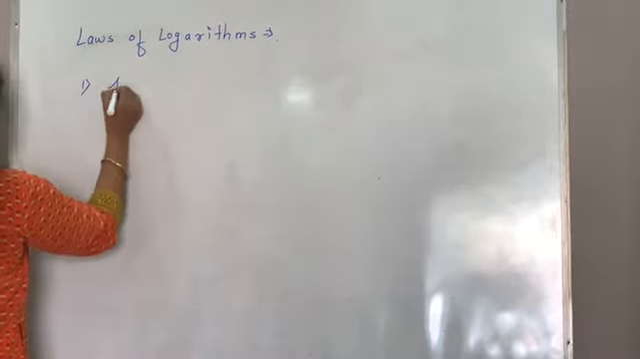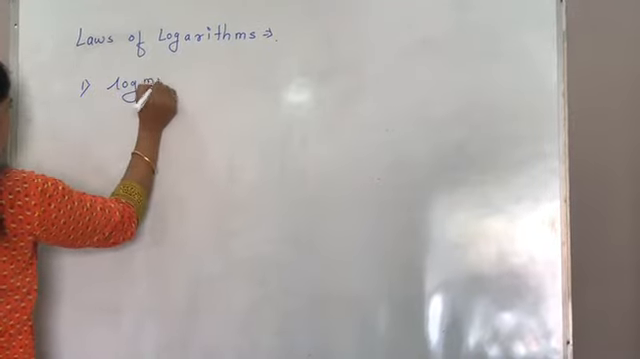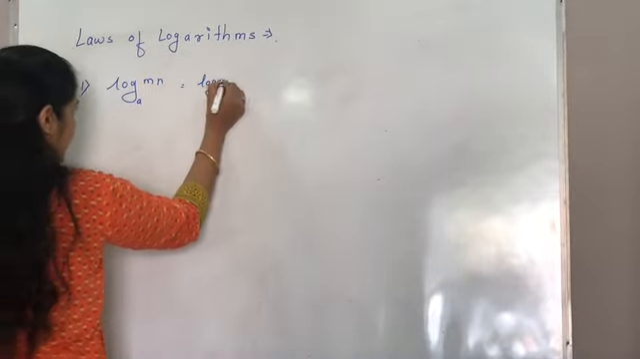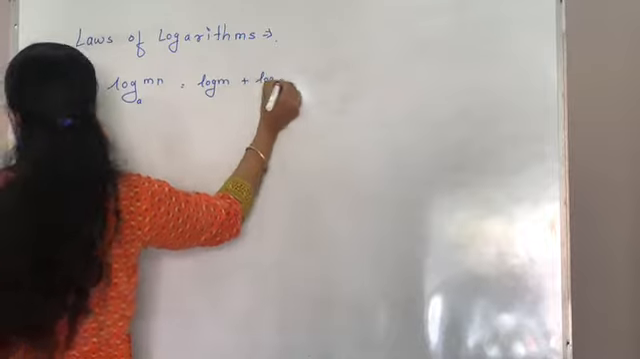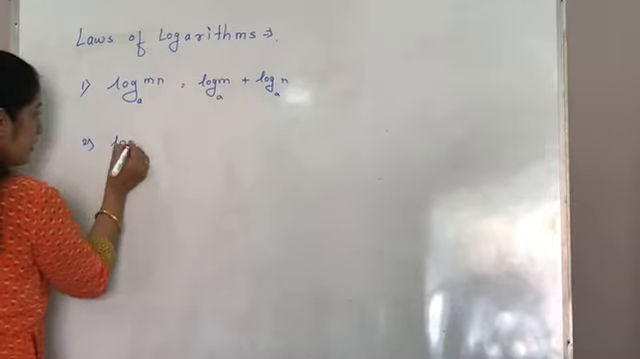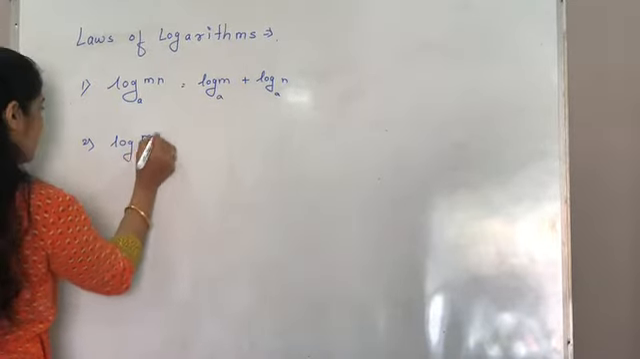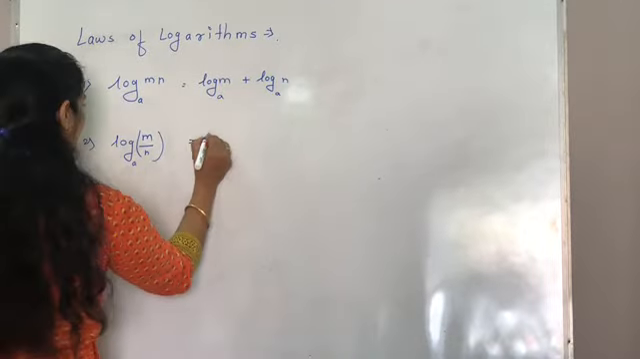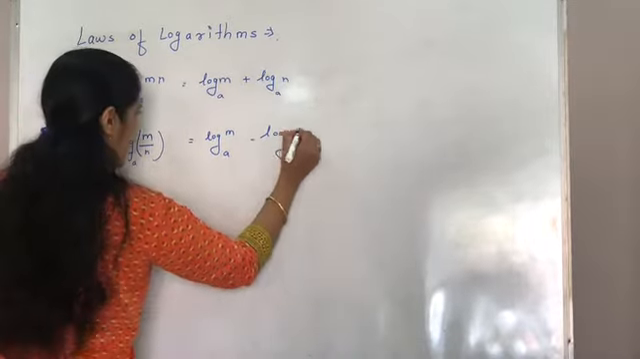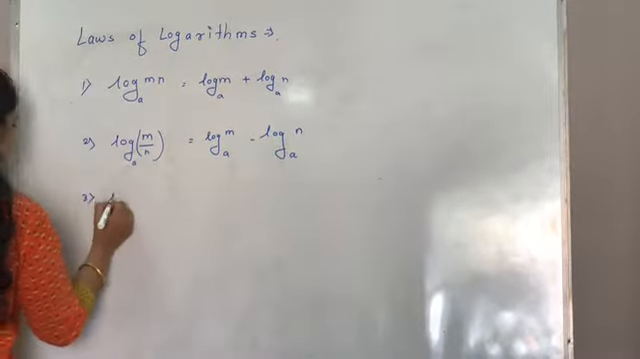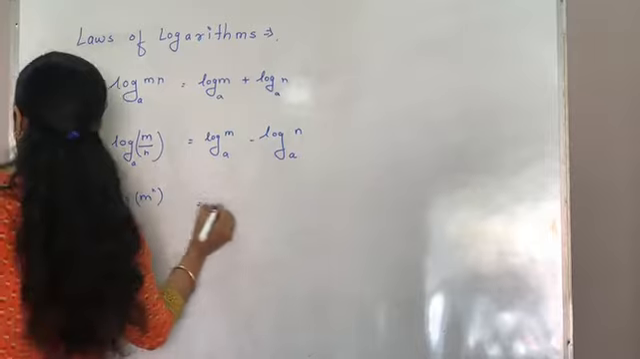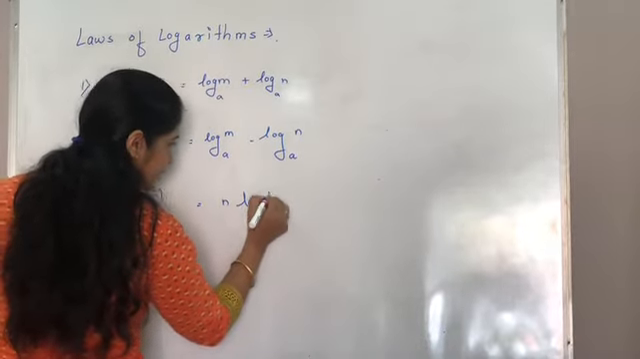See, the first formula is log of mn to the base a, it is equal to log of m plus log of n. I will explain it later, you just write it down. Now the next is log of m by n to the base a, which is log of m to the base a minus log of n to the base a. Now the third formula is log of m raised to n to the base a. How to write this? It is n log of m to the base a.